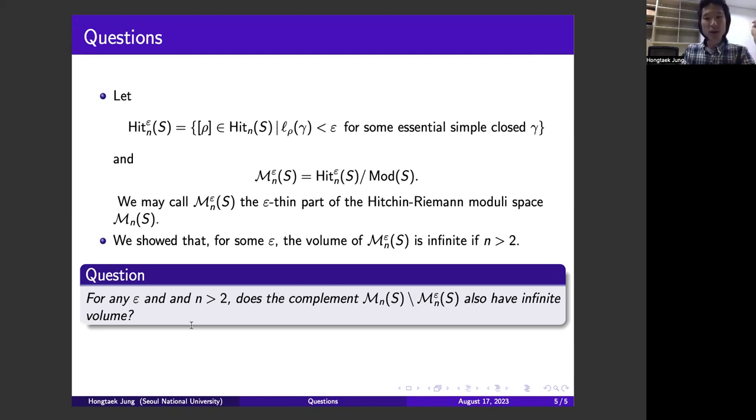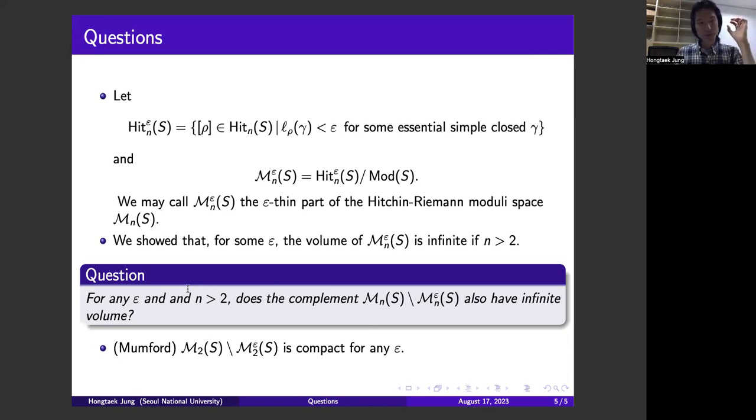In the case of n equals 2, the classical case, there is the Mumford compactness theorem, which tells you that this complement is compact for any choice of epsilon. So we strongly believe that this question is true, but unfortunately our method of proof doesn't work for this epsilon-thick part. I think we need another clever idea, but I think this question is doable and must be true. Okay, this is the end of this talk, and thank you for listening.